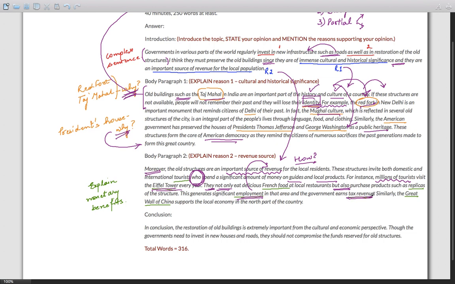So this is the second benefit. So I have amply explained, clearly explained how the restoration of these structures, the old structures, helps in monetary terms. Similarly, the Great Wall of China supports the local economy in the north part of the country. Okay, then you can conclude the essay, and I guess the conclusion is pretty clear.